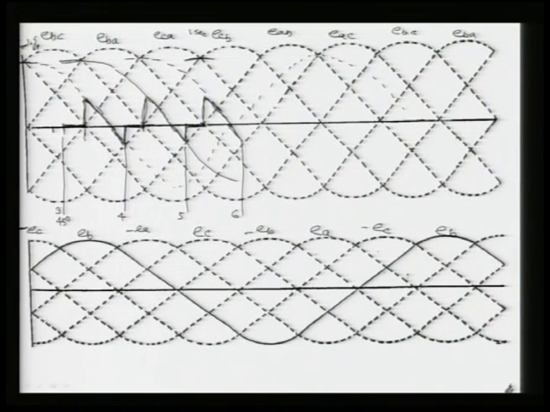Once pulse 6 is given, again this will be 0 for 15 degrees, and then you can see the voltage here is plus EC. So it will be here, and then it comes to this one, and then again here we are giving pulse to 1, and then it will be 0 here, and again I can see your output voltage will be like this.